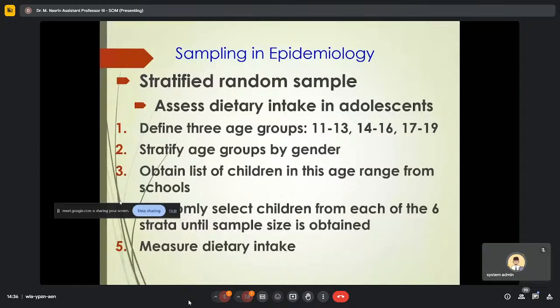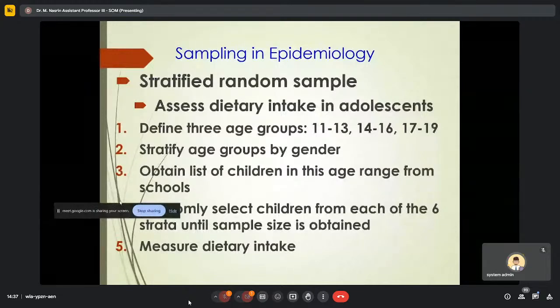Here I am going to discuss how we can group the people. For example, I have given a continuous grouping here, like 11 to 13, then 14 to 16, 17 to 19. This is like an age group. Then we can obtain some data from this particular range from each school. I will pick a few children, like 6 samples from each group.